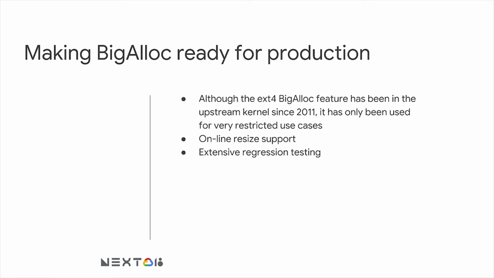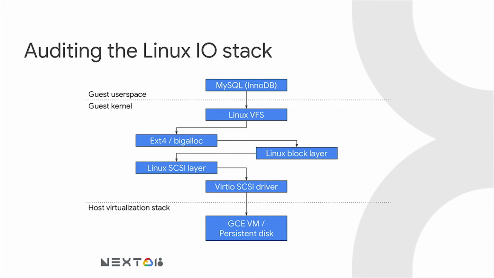And then the second thing we needed to do is we had to add extensive regression testing to make sure that all of the new corner cases that Cloud SQL might use were actually exercised in our regression testing in the COS kernel to make sure that there weren't any problems. Because even though this BigAlloc feature has been around for a long time, it's not a very commonly used feature, and so there was the possibility that there were corner cases that no one had noticed might not have been working quite right.